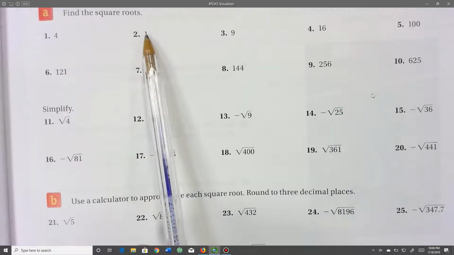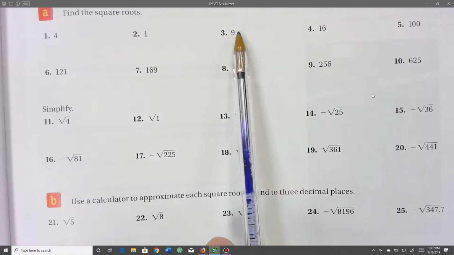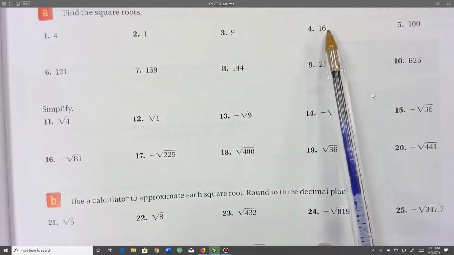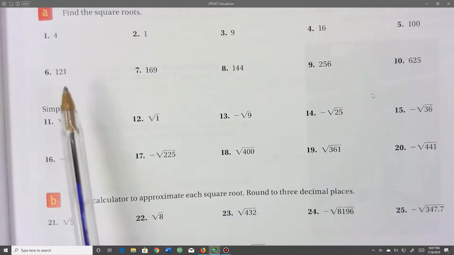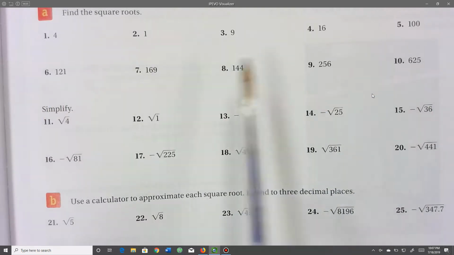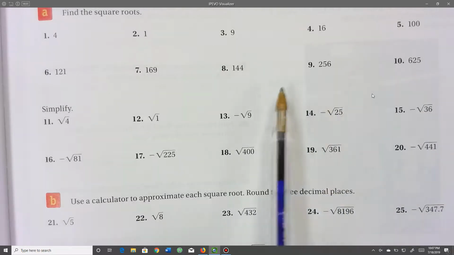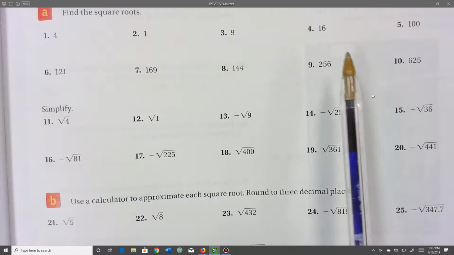Square root of 1 would be 1 and negative 1. Square root of 9 would be 3 and negative 3. And the square root of 16 would be 4 and negative 4. Square root of 100 would be 10 and negative 10. And so on, okay? And here, if you want to use your calculator, it's fine. I can't stop you because you are allowed to use them, but if you can do it in your head, that would be nice.